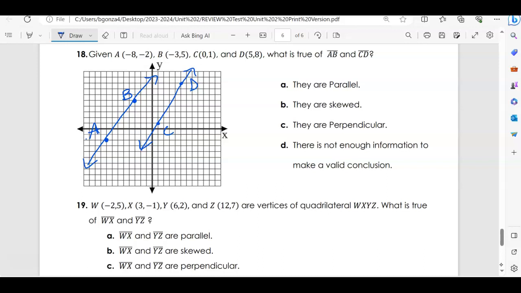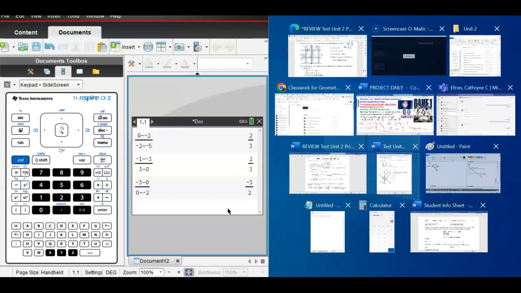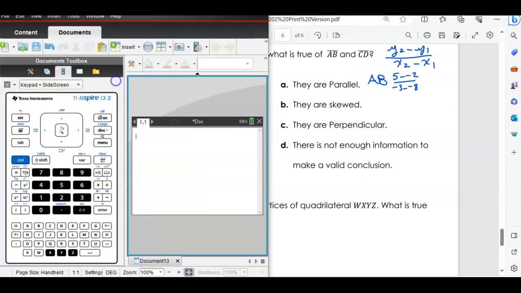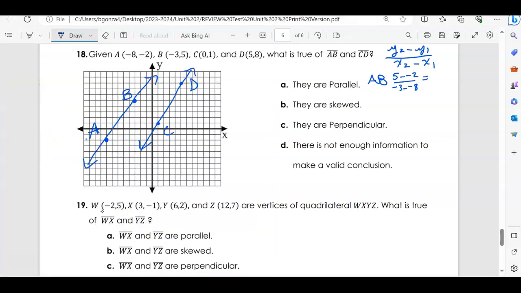All right, so what do we know about AB and CD? Just looking at them, they do look kind of parallel. But we want to use the slope formula, y2 minus y1 over x2 minus x1. So AB is 5 minus negative 2 over negative 3 minus negative 8. Let me calculate 5 minus negative 2 over negative 3 minus negative 8. I got 7 over 5.